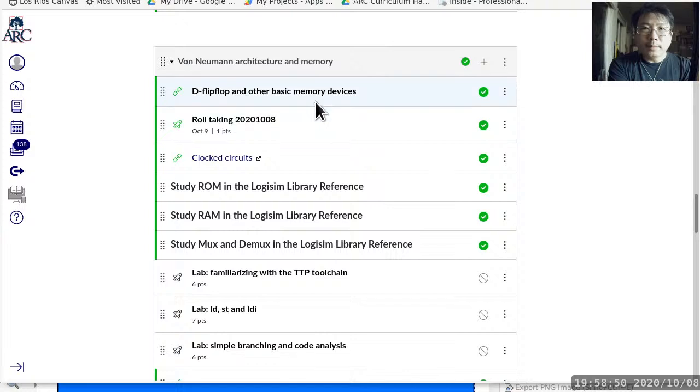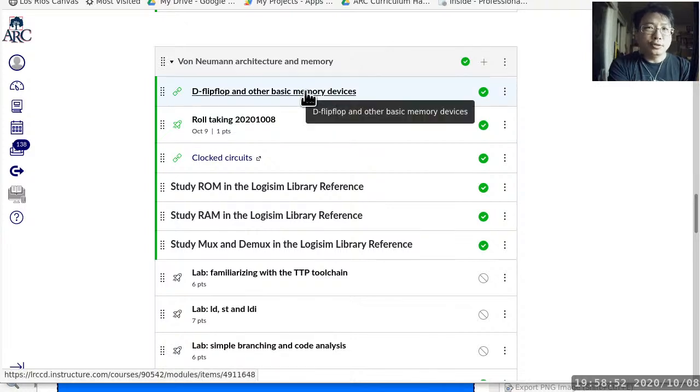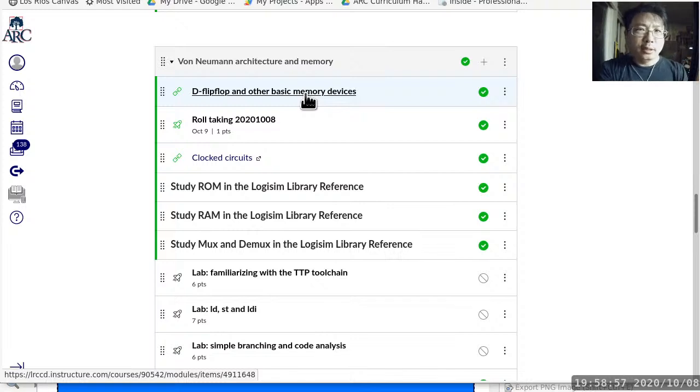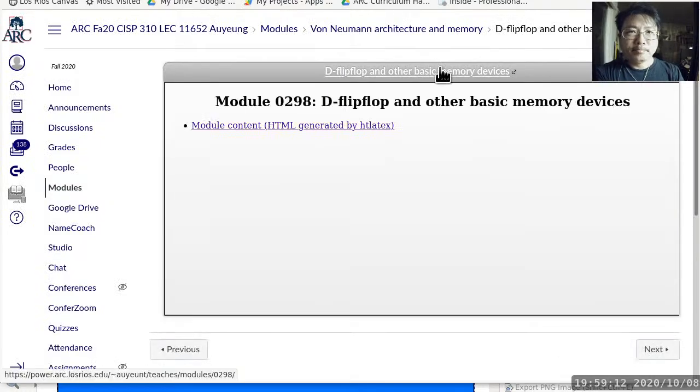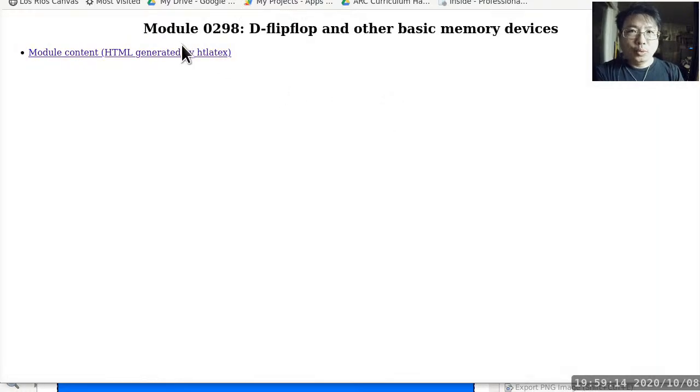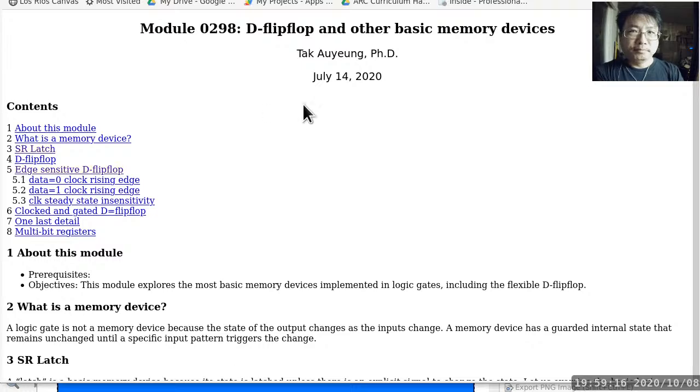All right, so getting back to here. The first thing we need to do is to talk about how we store something in a computer. What does memory look like from the perspective of transistors, or logic gates? We can stay with logic gates. So let's take a look. I think this is all really cool stuff.